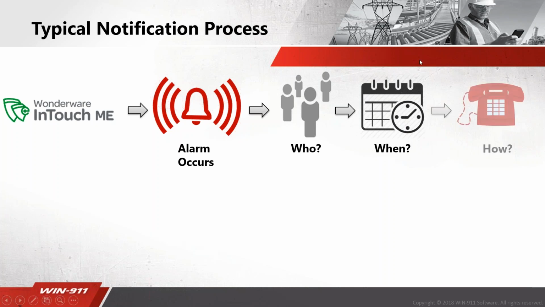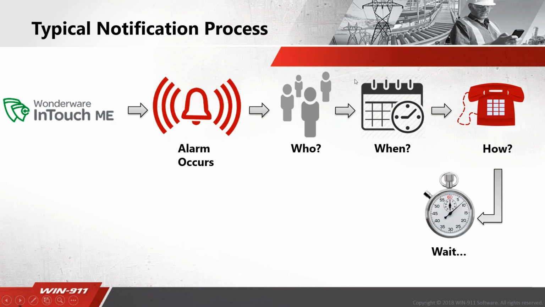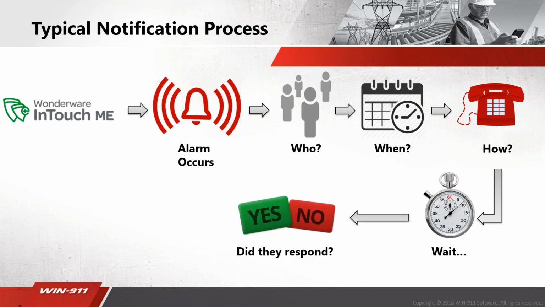Once they figure out who they're going to send the alarm to and whether they're available, they need to figure out how they're going to send the alarm out. Is it going to be a voice call, a pager, a mobile notification? And then they notify that person and wait for them to respond. If they don't respond, they repeat that whole process again until someone responds and takes care of the issue. If they do respond, obviously you get your issue resolved.